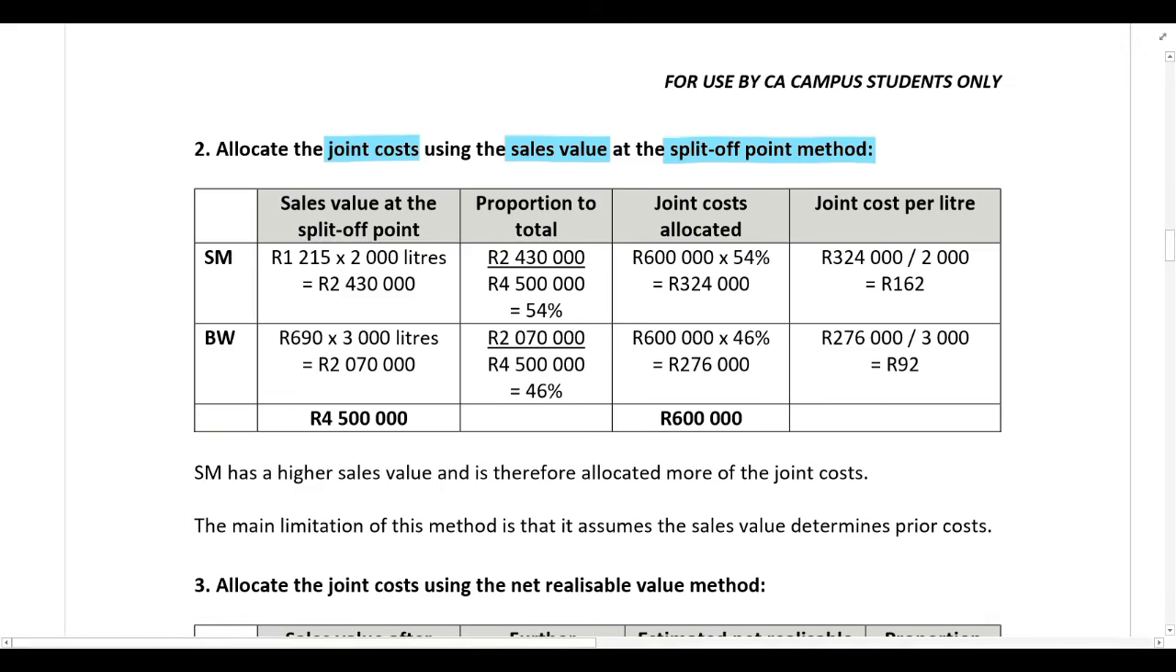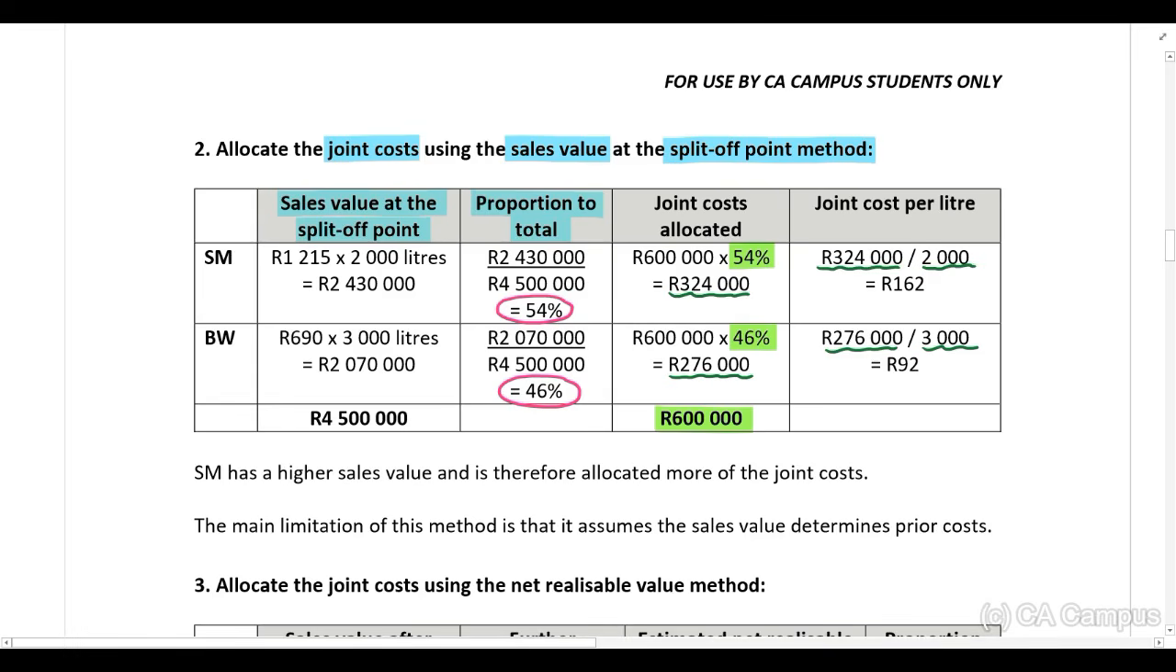So calculate the sales value at the split-off point for each product. That's a very simple calculation, guys. Then calculate the proportion to the total. So calculate the percentage for SM and the percentage for BW. Then allocate the joint costs using those percentages. So 54% of the cost is going to be allocated to SM and 46% of the cost will be allocated to BW. Then once again, you can calculate the joint cost per litre just by taking the joint cost and dividing by the number of litres.